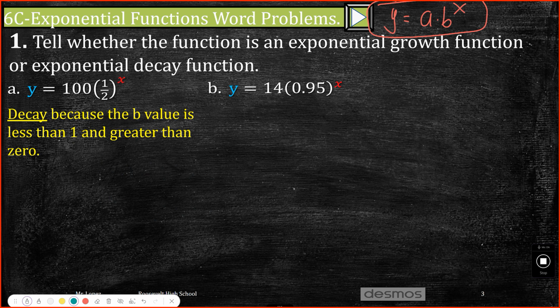Okay, B. Who wants to answer this question? Not to put anybody on the spot. Is it a growth or is it decay? It's decay. Why is it decay? It's between 0 and 1, 95 cents. 95 cents is between 0 and 1. As simple as that. If you think about money, it makes it so much easier. So it's going to be decay.